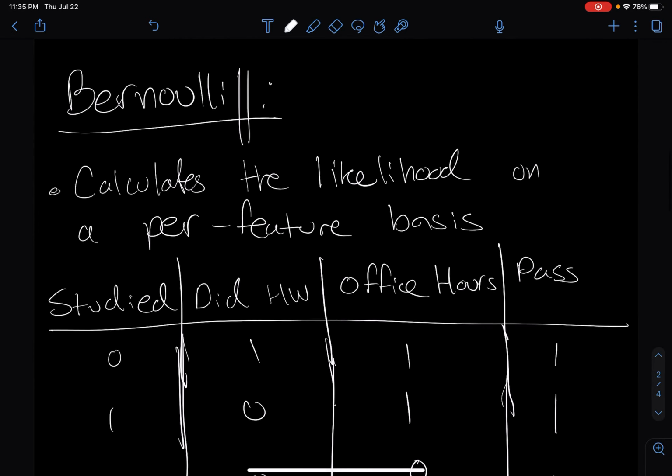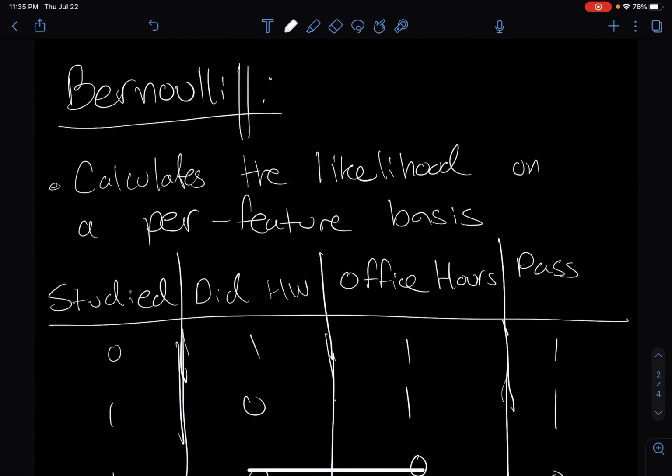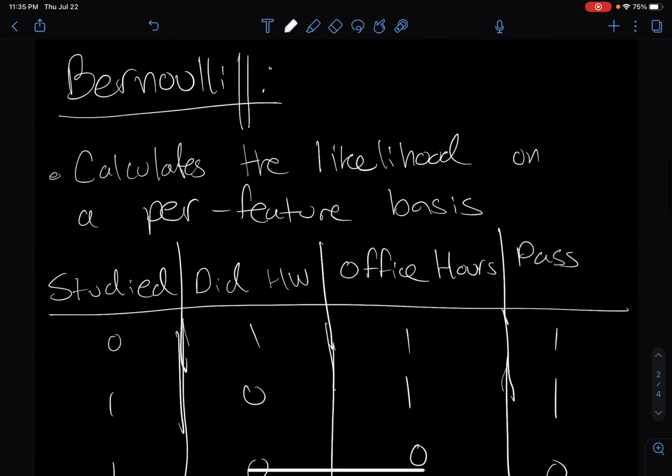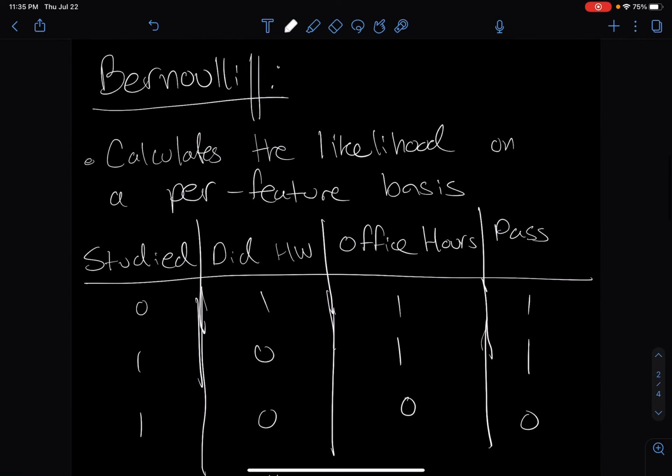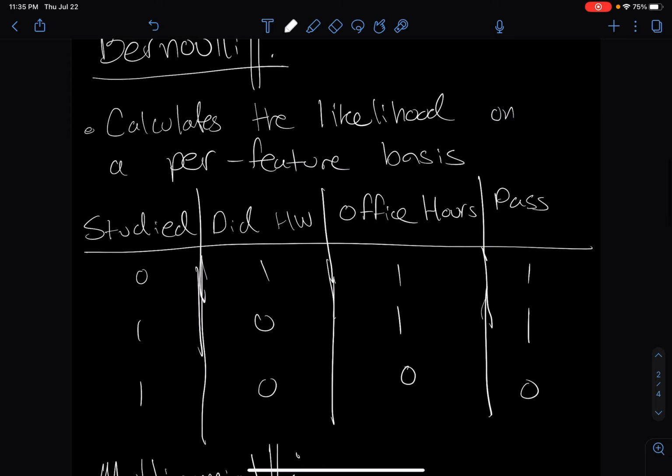So I'll briefly talk about how each of those works with very simple examples. So Bernoulli, the one I can probably talk about the easiest. Again, this is for binary data. So essentially, the calculations are made based off the likelihood on a per feature basis. And so you can understand that, I have a quick example drawn up here.